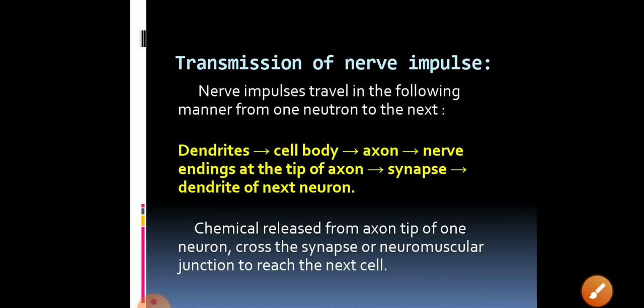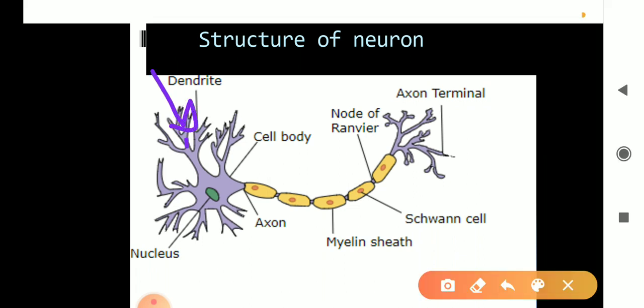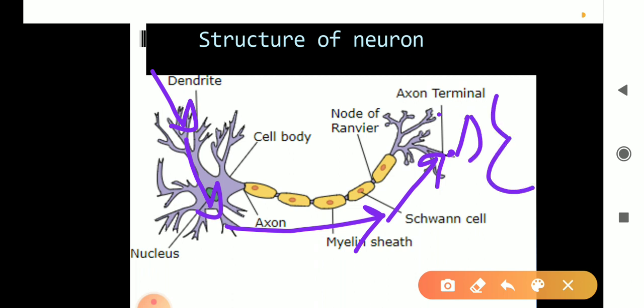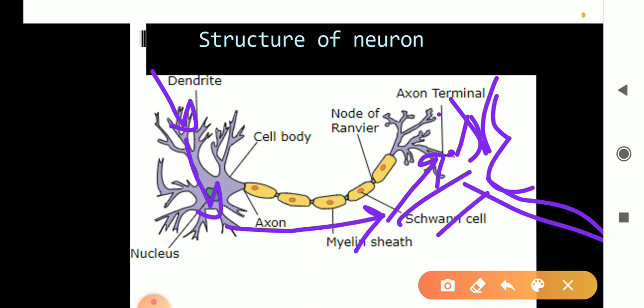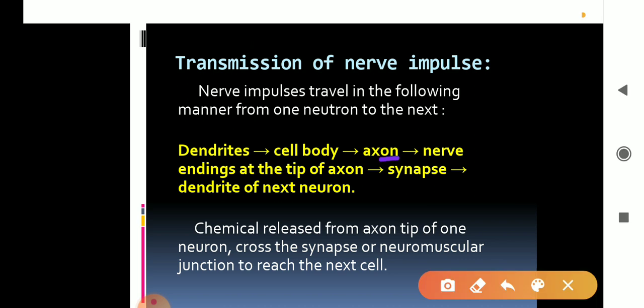Okay, now next is transmission of nerve impulses. As I told you earlier also, nerve impulses are always received by the dendrite, then passed to the cytone, then from the cytone to the axon, and from the axon to the terminals. These are also called synaptic knobs. And from these, they are transferred to the next neuron, right? So dendrite to the cell body to the axon, axon to the nerve ending at the tip of the axon, and then the synapse and dendrite of the next neuron.